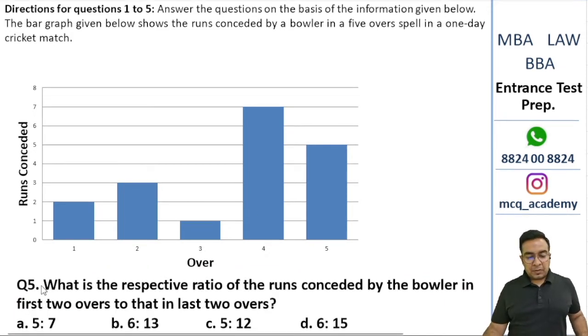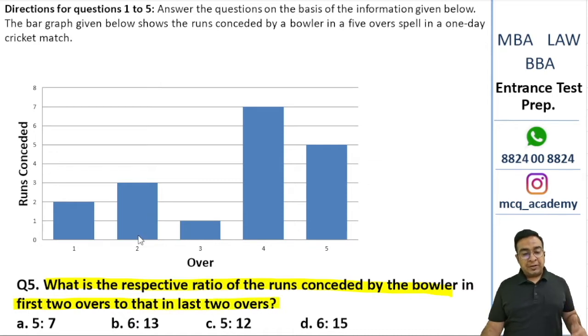Question number 5. What is the respective ratio of the runs conceded by the bowler in the first 2 overs to that in the last 2 overs. First 2 overs का टोटल और लास्ट 2 overs का टोटल यहां पे कैलकुलेट करना है. So the total number of runs conceded in the first 2 overs would be 2 + 3 that is equal to 5 and the total of runs conceded in the last 2 overs is equal to 7 plus 5 that is equal to 12. Therefore this ratio will be equal to 5:12 and you would mark C as the answer to this question.